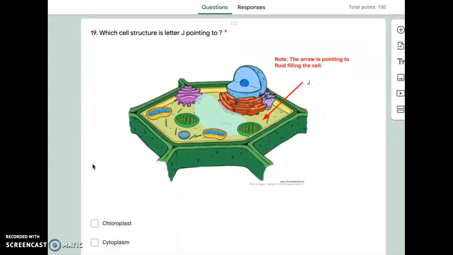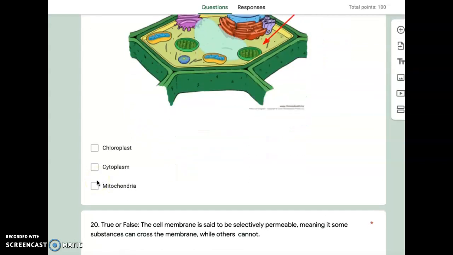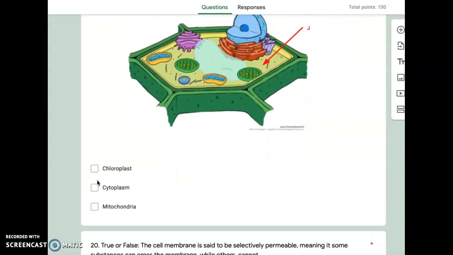Number 19. Which cell structure is letter J pointing to? The arrow is pointing to the fluid filling the cell. Is that chloroplast, cytoplasm, or mitochondria?